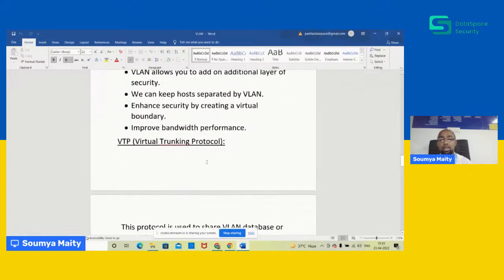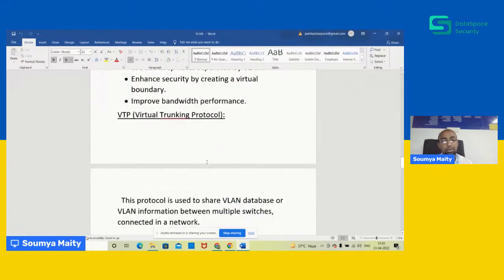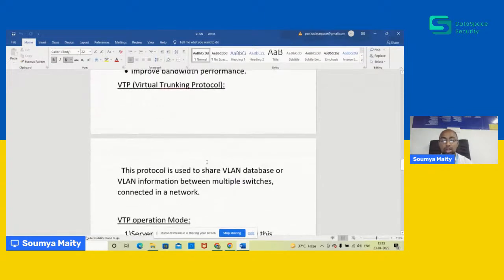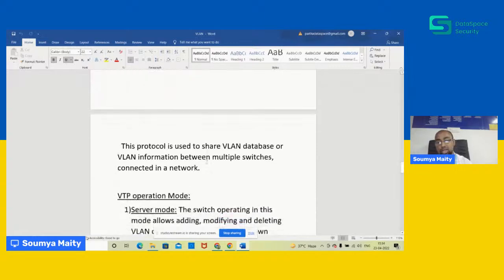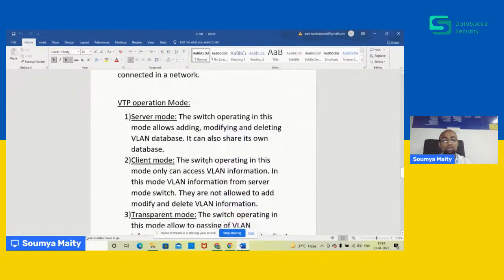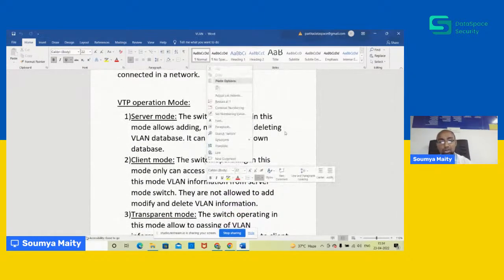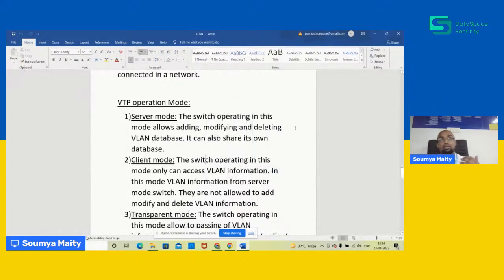Next is VTP. The full form of VTP is VLAN Trunking Protocol, and the protocol is used to share the VLAN database or VLAN information between multiple switches connected in a network. There is also VTP operation mode. There are three types of VTP operation mode: server mode, client mode, and transparent mode.